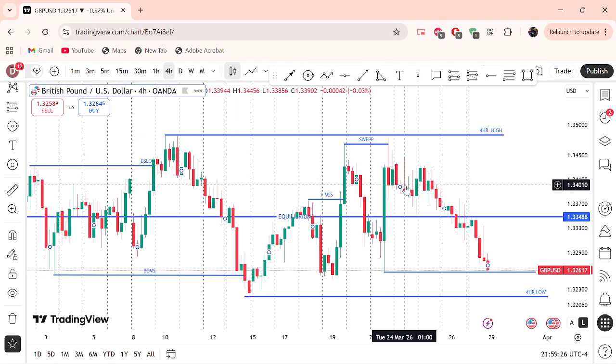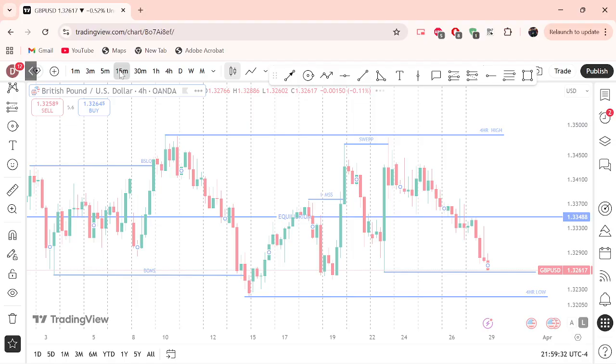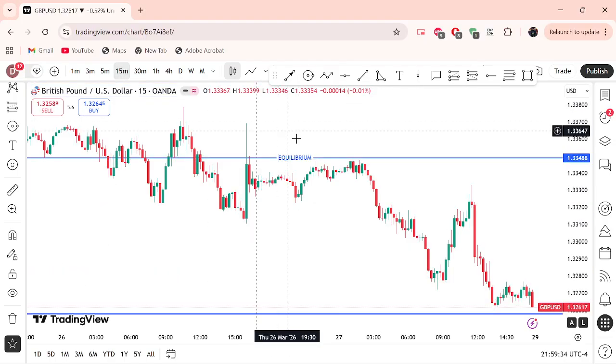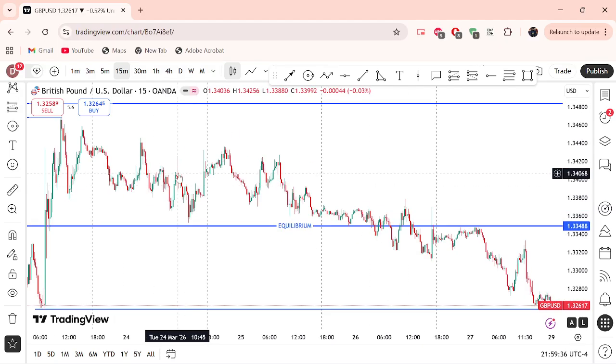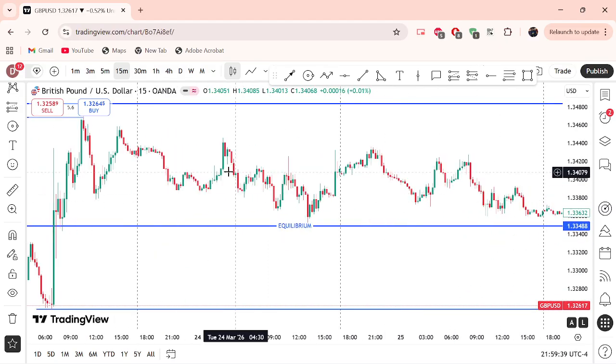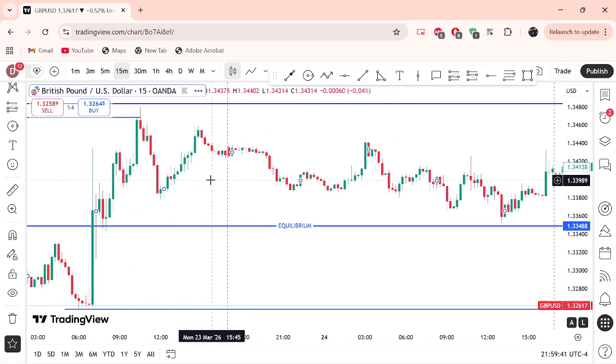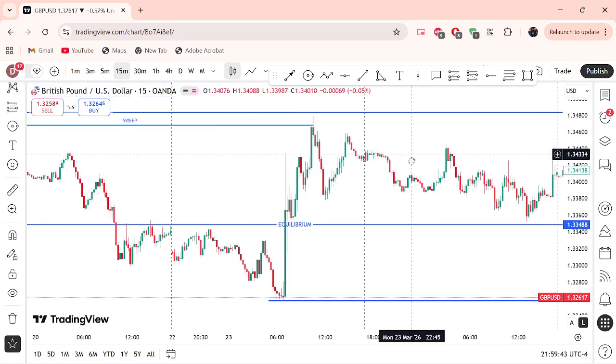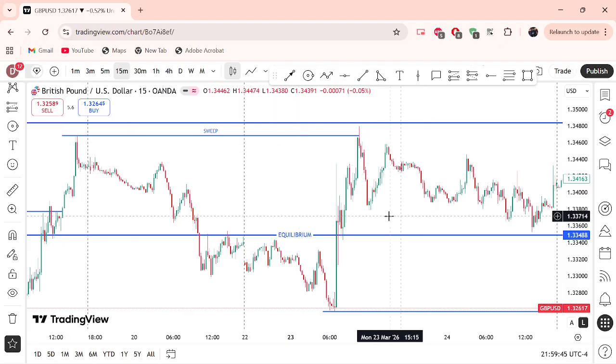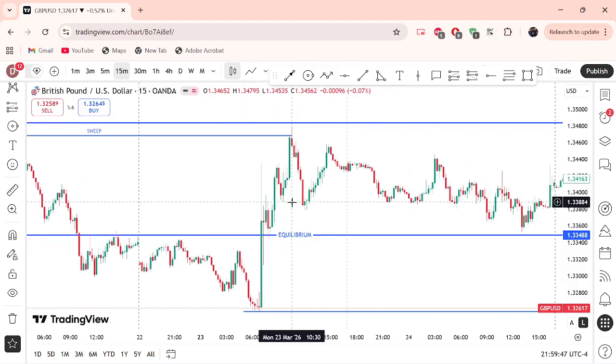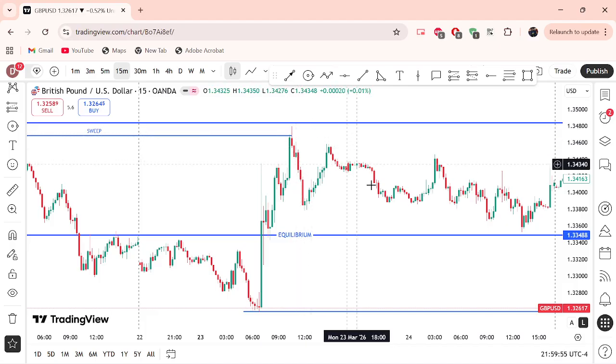I drop down to the 15 minutes time frame to show you how the setup formed. This was on Monday. This was where the setup was, and after a sweep of liquidities, we had this internal market structure shift in the 15 minutes time frame, and then the market returned to the area of interest. This was an order block.